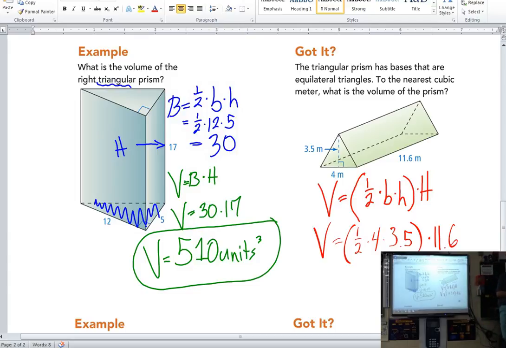Your calculator. You can do this all at once, but I still advise that you write this out to check, did I use every dimension that was given to me? I used the 4, that was part of the triangle, and the 3.5, that was part of the triangle. Then the 11.6 is the distance between my two triangle bases.